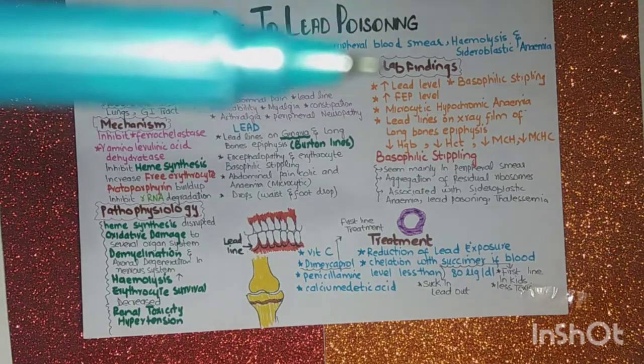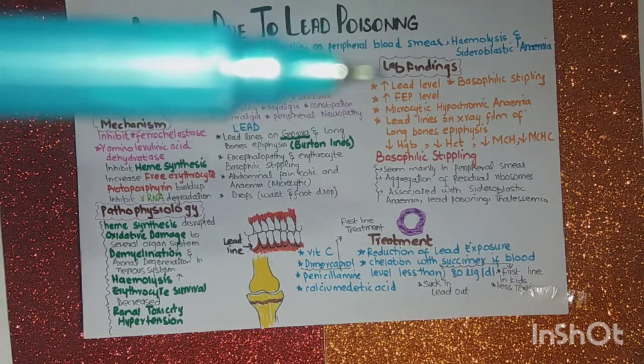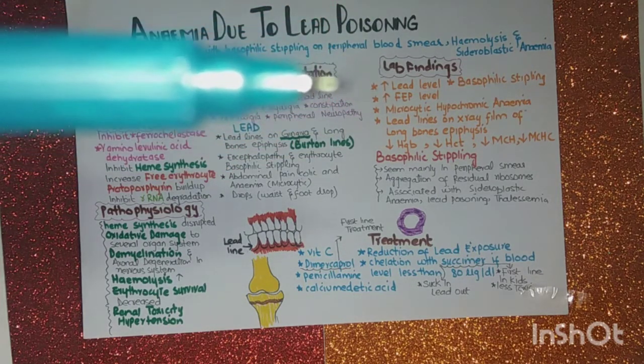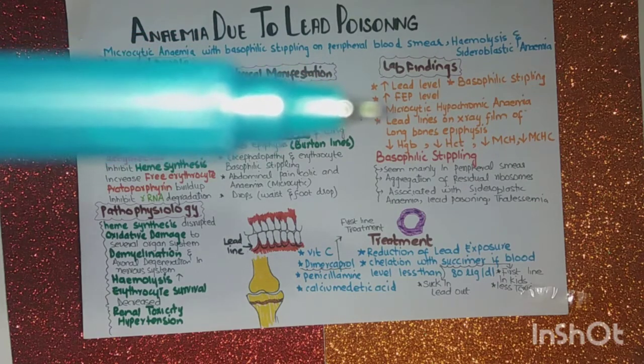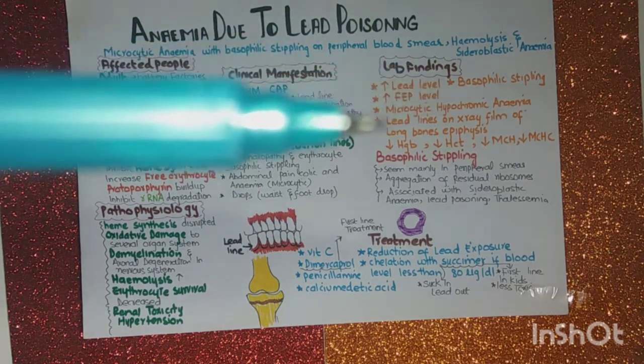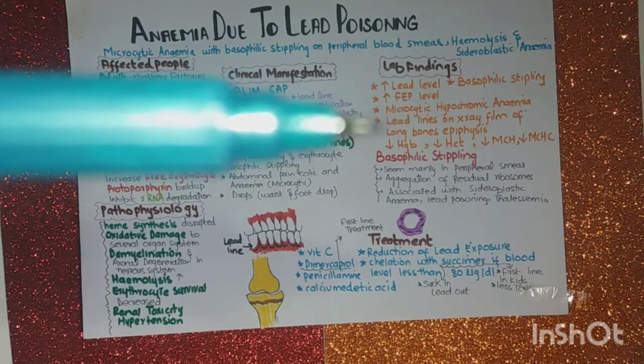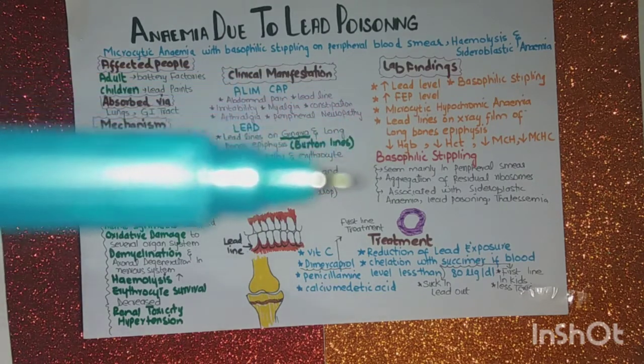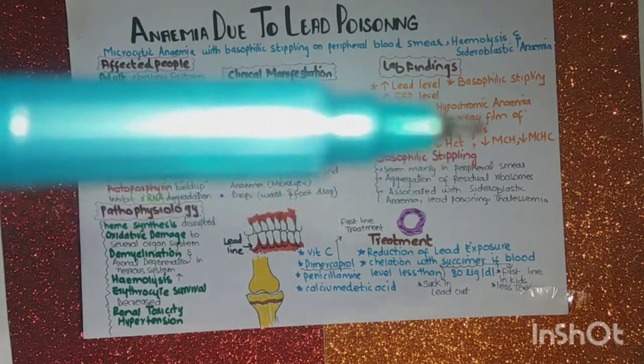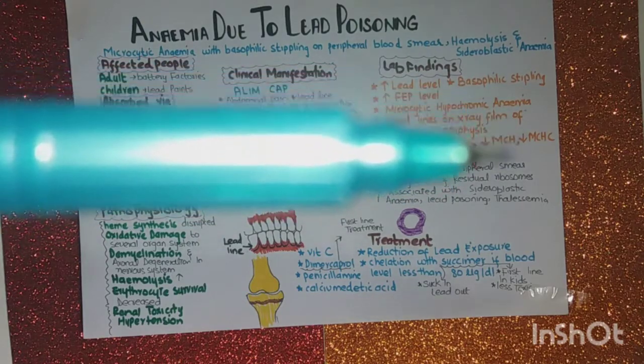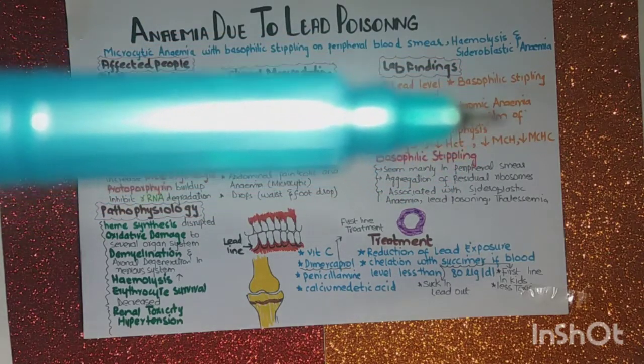In the lab findings, you will see that the lead level will be increased, basophilic stippling, free erythrocyte porphyrin level is increased, microcytic, decreased MCV less than 80 femtoliter, hypochromic anemia, lead lines on the X-ray film of the long bone epiphysis, hemoglobin concentration decreased, hematocrit decreased, mean corpuscular hemoglobin decreased and mean corpuscular hemoglobin concentration decreased.